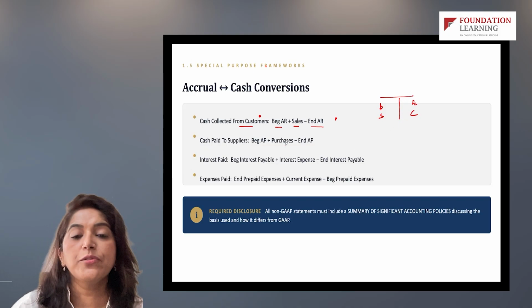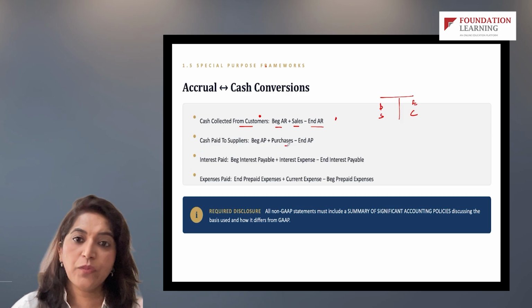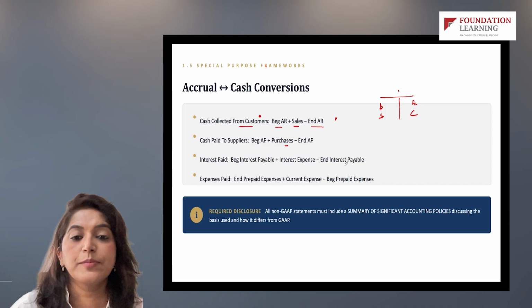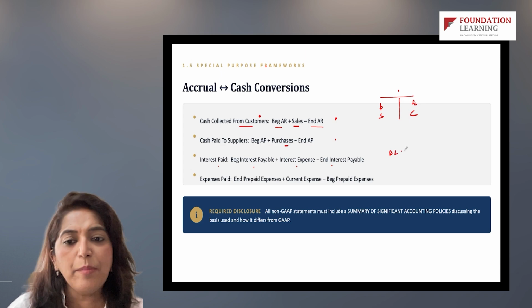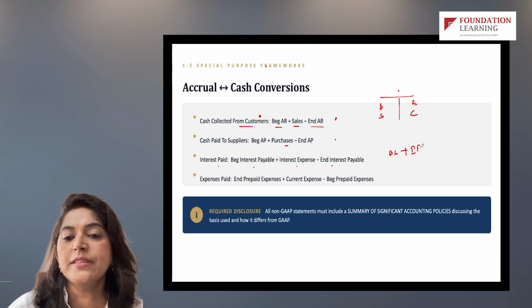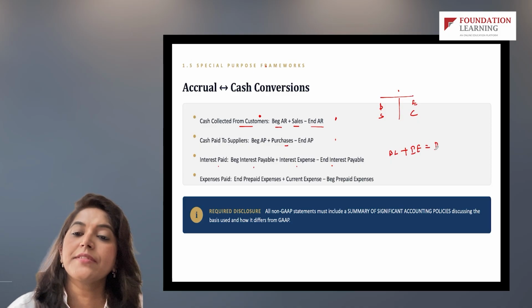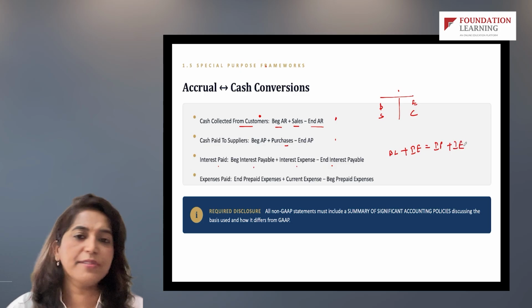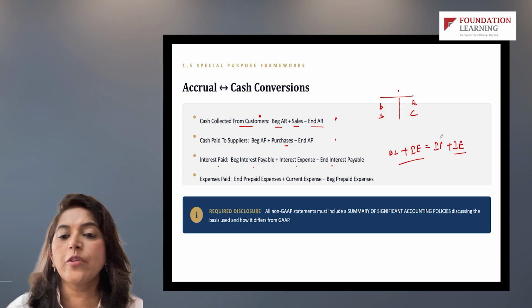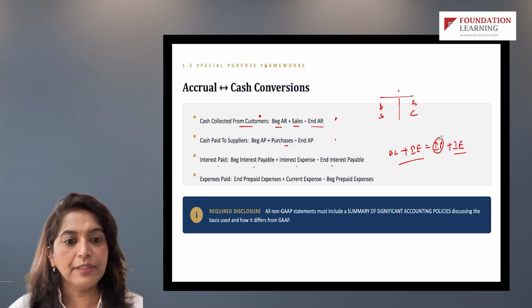Same goes for cash paid to suppliers. Now this is an income and this is an expense. That's how you can calculate cash paid to suppliers. Interest paid: beginning interest payable plus interest expense minus ending interest payable. Just look at it as an equation. Beginning interest payable, which is beginning liability, plus new interest expense will equal interest paid plus interest ending or outstanding. This is a simple equation. You have 3 components of the equation, and you want to calculate the 4th one.